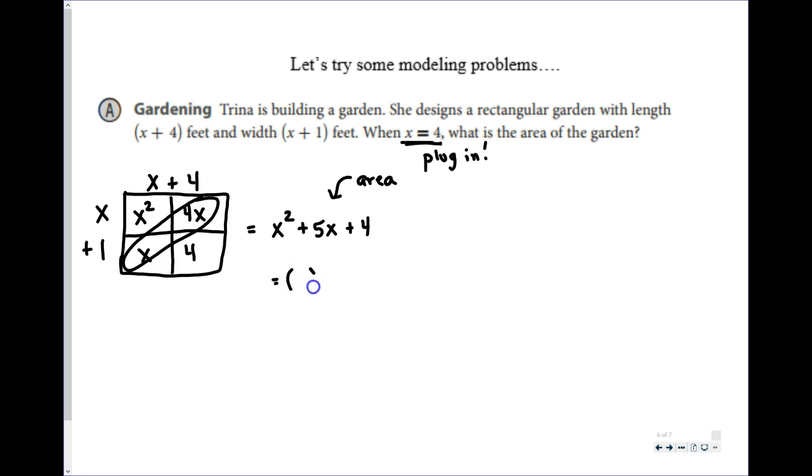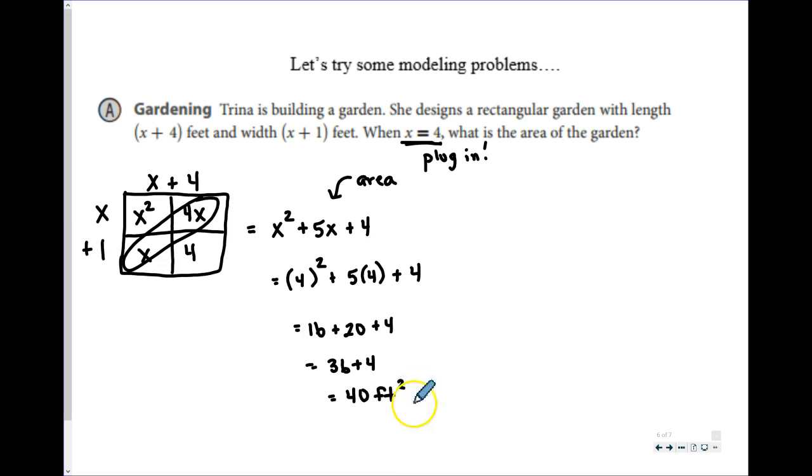So I'm going to have parentheses when you plug things in: 4 squared plus 5 times 4 plus 4. 4 squared is 16. 5 times 4 is 20. 16 plus 20 is 36, and 36 plus 4 is 40. My units are going to be feet squared. Whenever you multiply two units of measure together, they become squared. So it's not 40 feet, it's 40 feet squared is your final answer here.